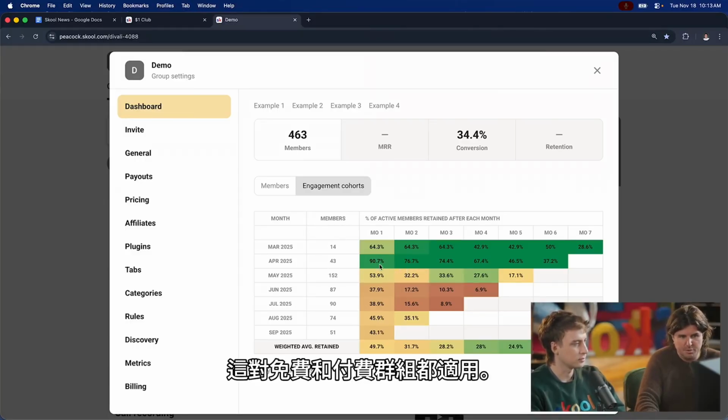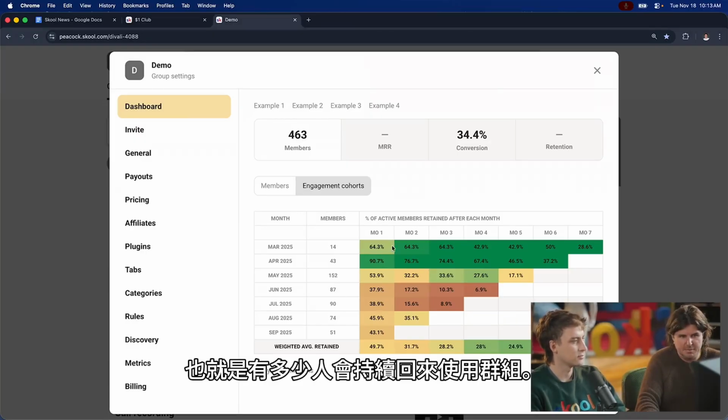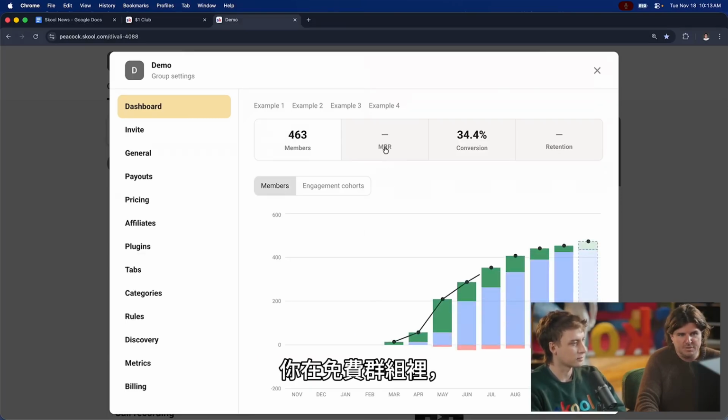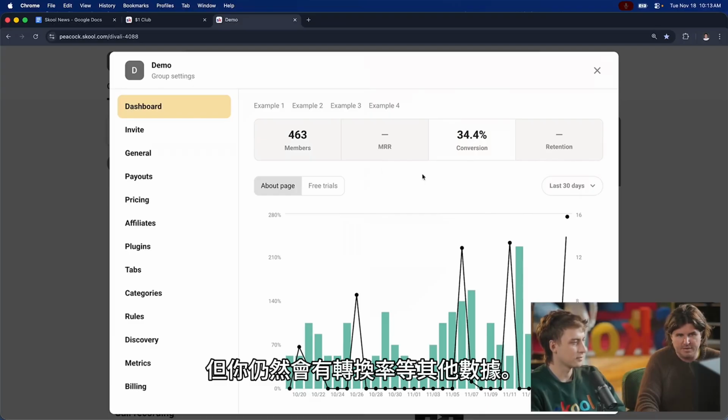So this will work for both free and paid groups. And it purely looks at engagement. How many members come back and engage over time? But you won't have the financial information, but you still have your conversion rate and all of that.